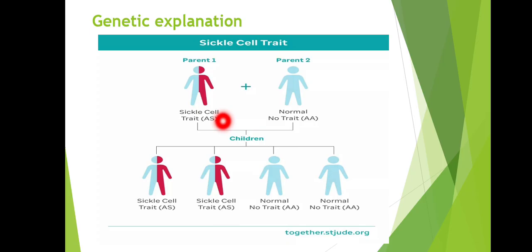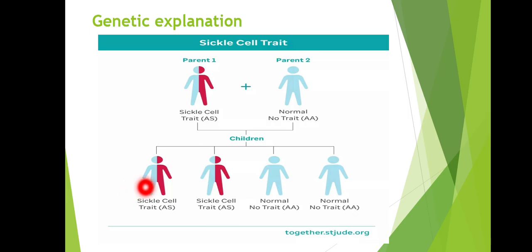This one is AS. So what happens is we want to find out what happens if these two were to meet and produce children. What are the chances that their children are going to be sick? So here now is the probability. The first child is going to have sickle cell trait, meaning they are not going to have the disease, but they are going to have a trait.